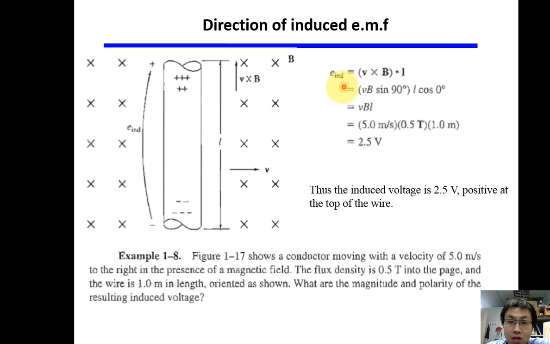So we want to find the induced voltage. We use the equation v B sin 90 times L cos 0. So v B L. v is 5, B is 0.5, L is 1. Then it is 2.5 volts. Positive at the top of the wire.